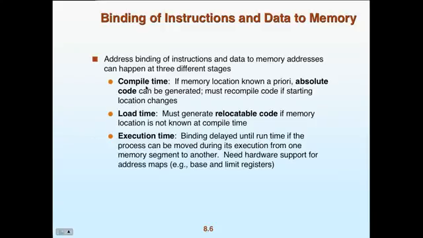If you're not statically binding it at compile time, you're going to do it at load time. Load time is where you get the relocatable code. So if it's in memory, leave it and link it at load time, or load it if it hasn't been loaded. It must generate relocatable code if the memory location is not known at compile time. You don't know where it's at. Sometimes it's by file name.